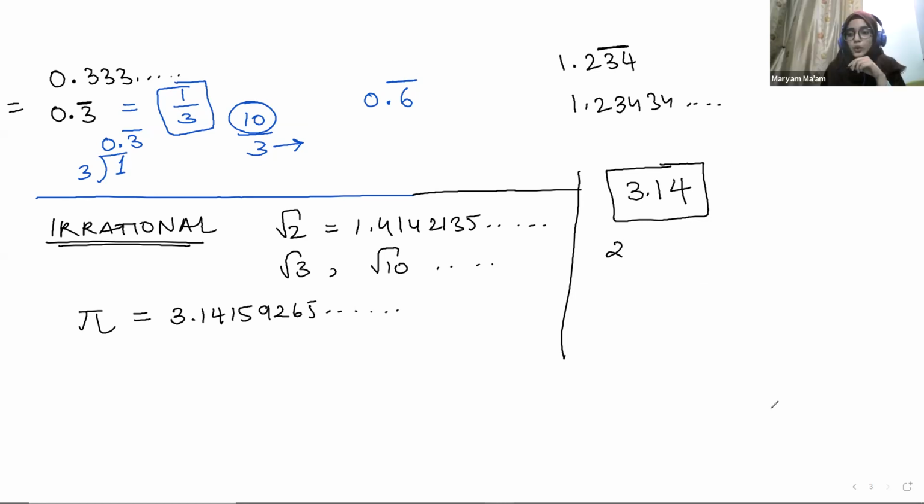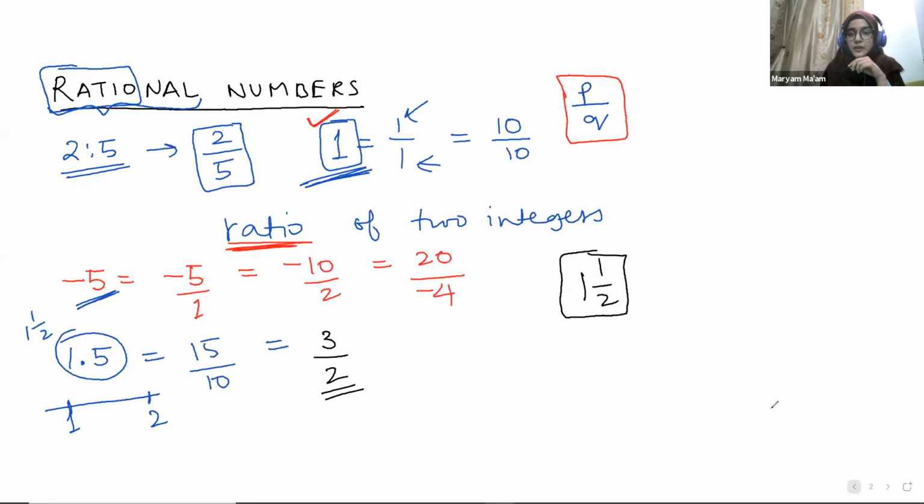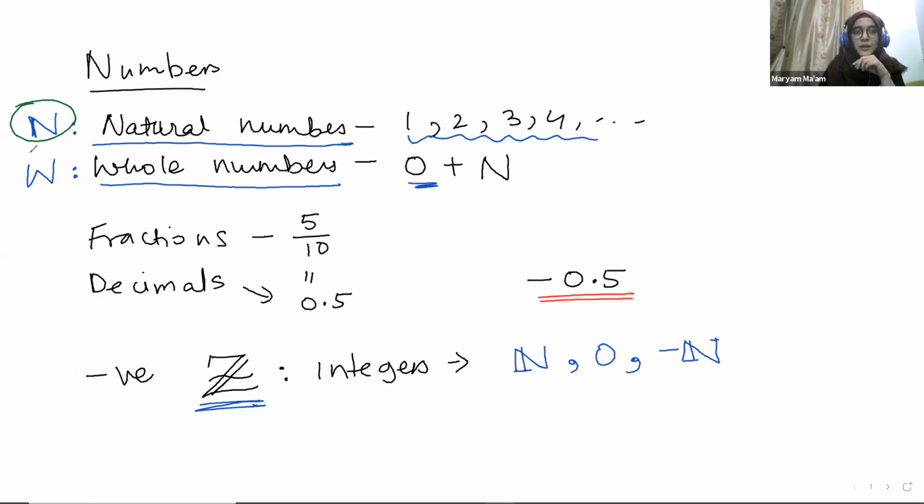So by the way, do you know over here we represented the set of all these things. We said this is N, this is W, this is Z. Do you know what is the set of rational numbers represented as?